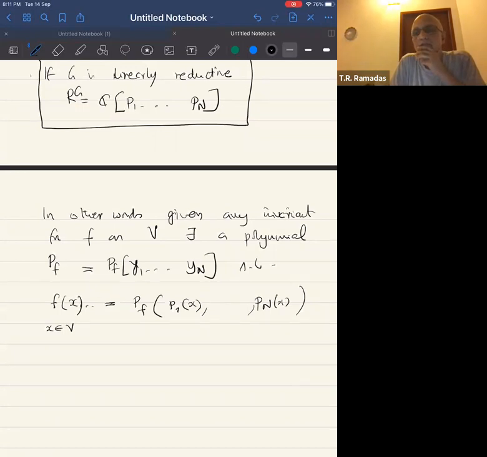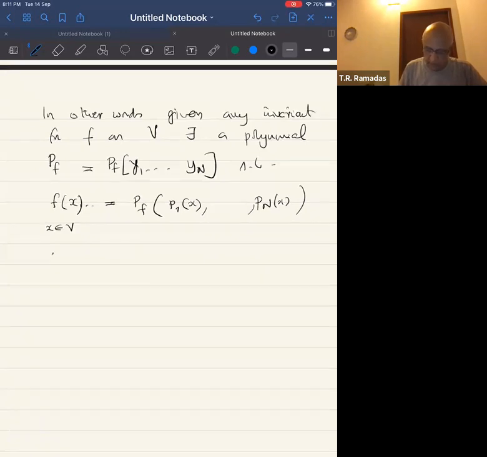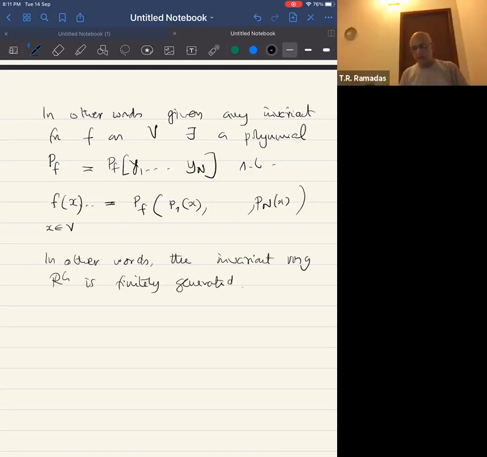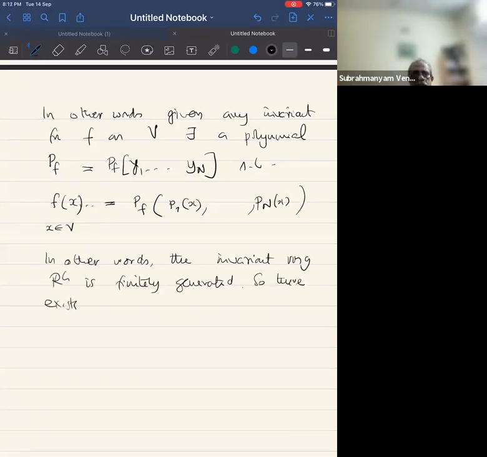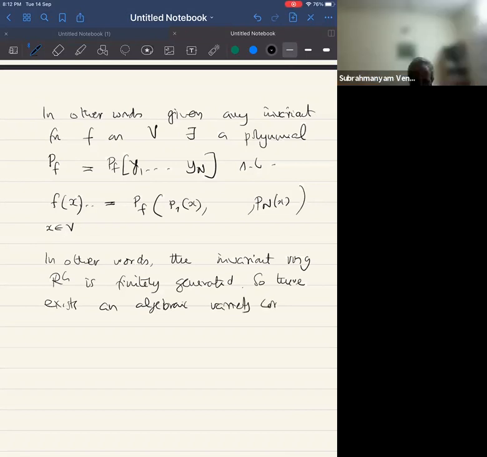Nice. Okay. So what does this mean geometrically? So in other words, the invariant ring R^G is finitely generated. So I'm talking in more abstract terms. So there exists an algebraic variety corresponding to it.